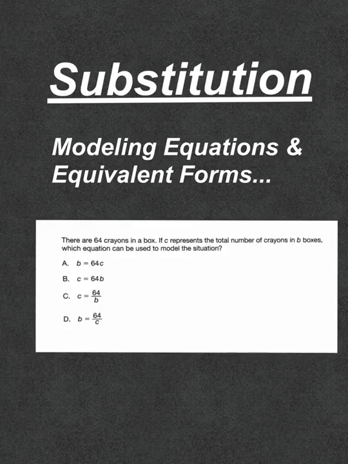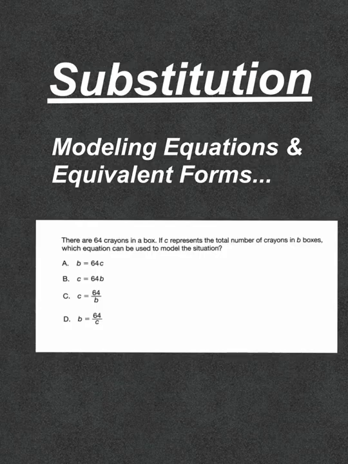Today we're going to talk about substitution, more specifically modeling equations and equivalent form. Now this is a typical 7th grade type of math question, and they present you with a scenario where you have 64 crayons in a box. C is going to represent the number of crayons, and B is going to represent the number of boxes. And the student has to choose which of these equations best models the situation.